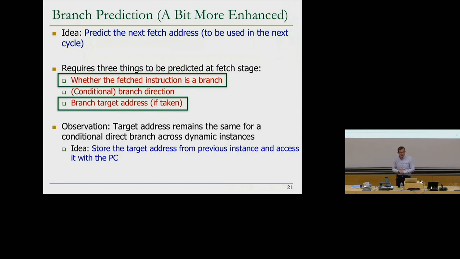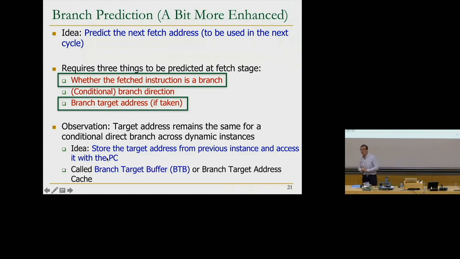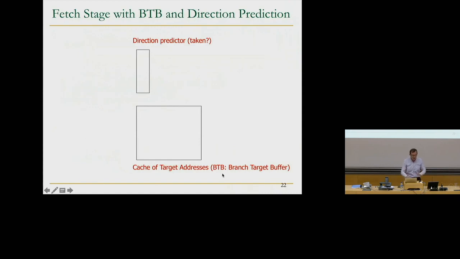So the idea I already told you: store the target address from the previous execution of the branch. You execute it once, you calculate the target address, store it somewhere in some small memory structure. And the next time you access the program counter at that location, you can immediately get the target address. Essentially, it's some special memory to remember what the target address was for that particular program counter. This is called the branch target buffer or branch target address cache. So let me give you a pictorial way of thinking about this. So you have a fetch stage, you have a branch target buffer. You can think of the branch target buffer as a cache of target addresses, recently seen target addresses.